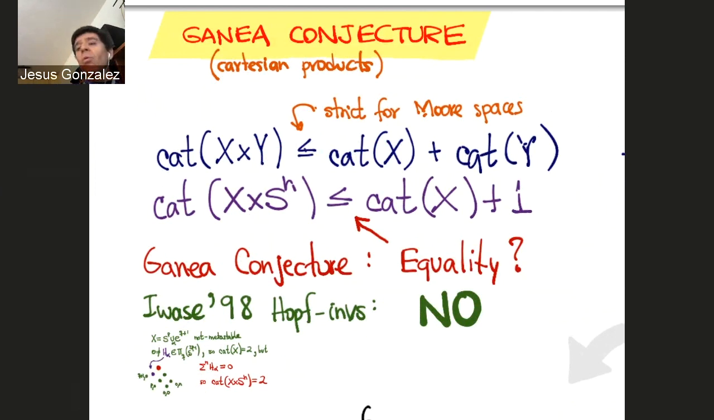So one of the questions that one could ask is, well, say that one of the factors has no torsion in its homology, say it's a sphere. Then the category of X times a sphere would be bounded from above by the category of X plus 1, because the category of the sphere is 1. For a while, it was a conjecture whether this would be an equality for all spaces X. It was known to be an equality for many spaces, namely many classes of manifolds, and other formal rational spaces also had this property.